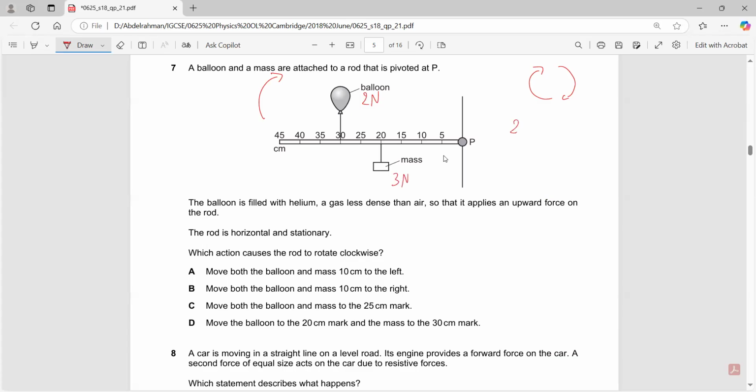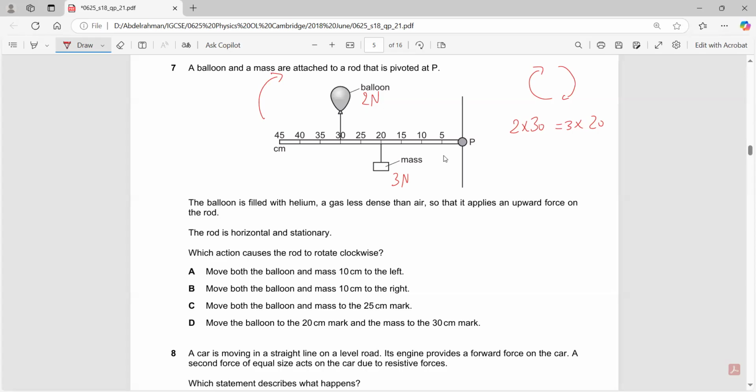Why? Because 2 times 30 would be equal to 3 times 20, 60 newton centimeters and 60 newton centimeters. Now, you actually need the clockwise moment to be greater than the anti-clockwise moment. You need 2 newtons times some distance to be greater than 3 newtons times another distance. Let's check out the answers.